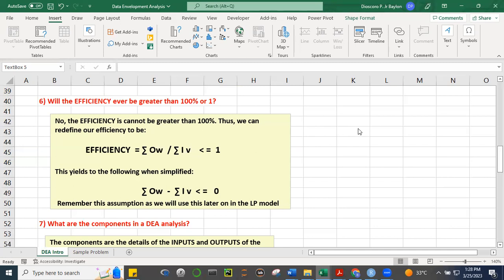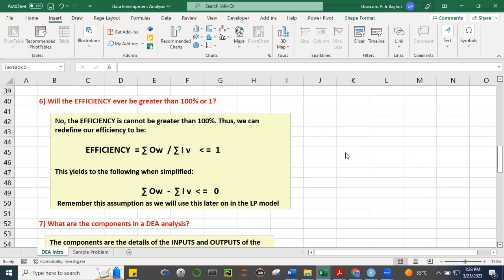So we're going to compare the weighted outputs and the weighted inputs of all the players, of all the DMUs. Okay, so we're not talking here of absolute efficiency, when a company will have 100%. Thank you for that question. In the DEA sense, efficiency is construed to be relative efficiency.